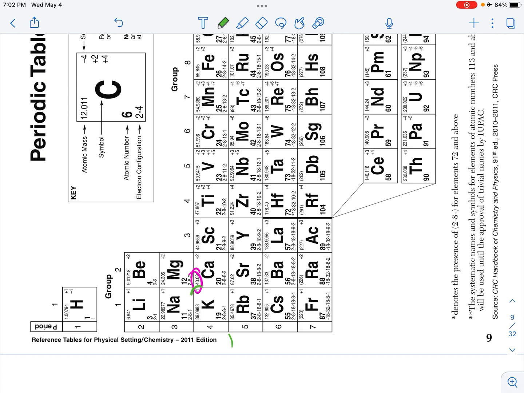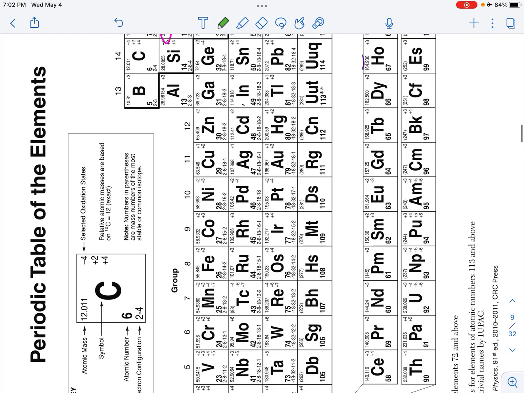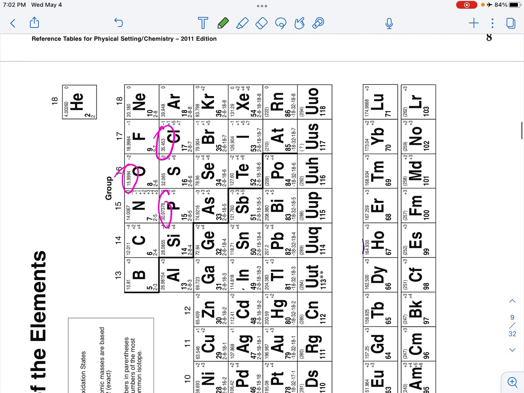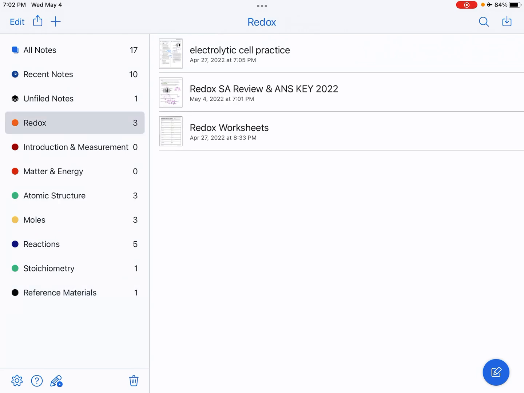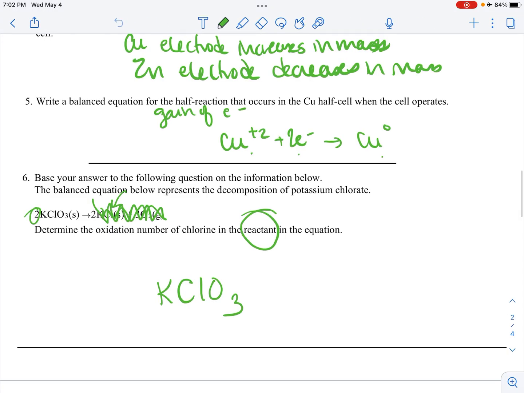So potassium is a +1, and chlorine, well, we got a few choices, and oxygen's -2. So we've got -1, +1, +5, +7. So remember that. We said K was +1, which means overall +1. Skip Cl. Oxygen's -2, which means overall, this times this, we're going to give you -6. So what now? Now we have an overall -5.